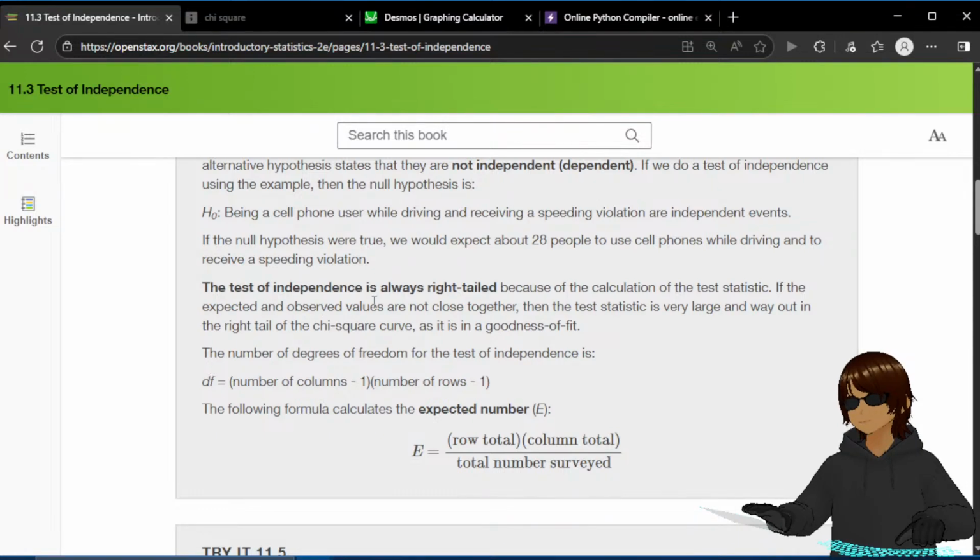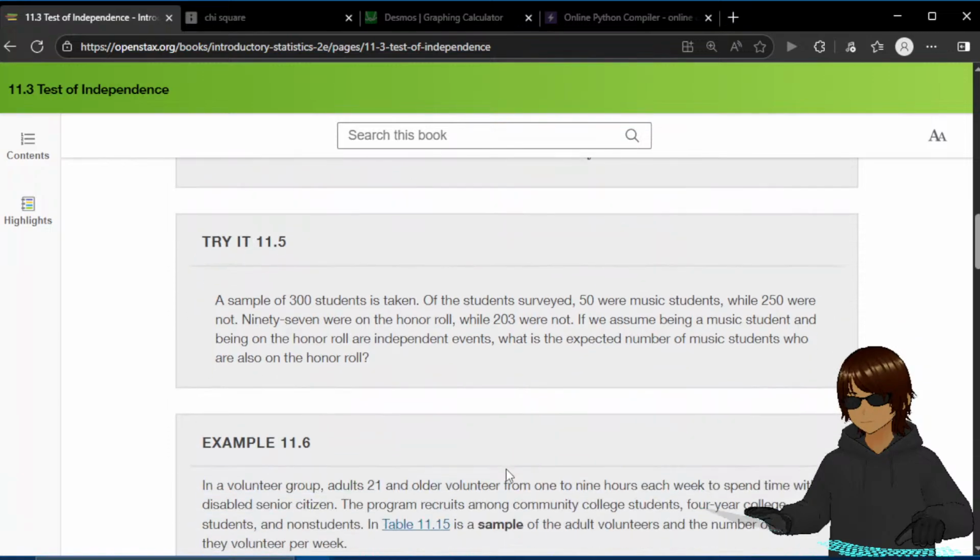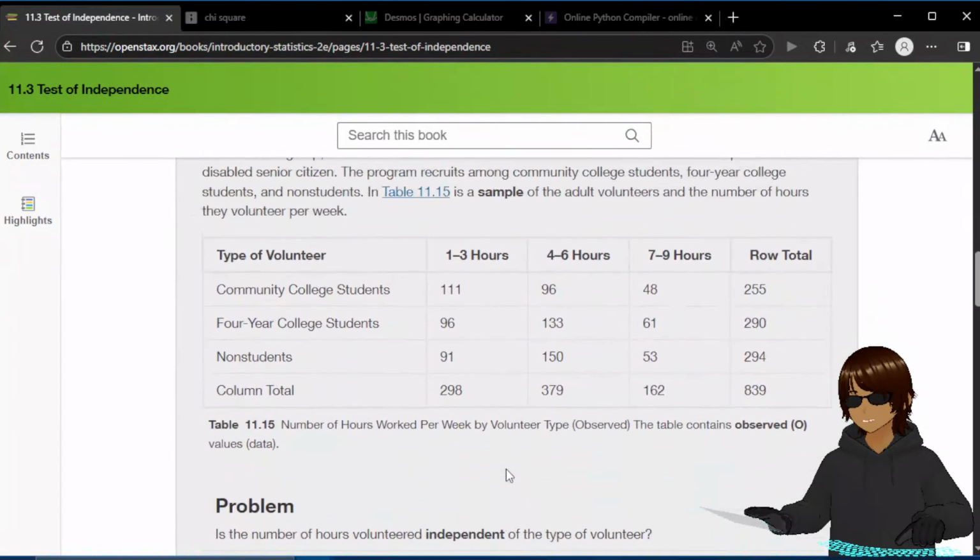If the expected and observed values are not close together, then the test statistic is very large and way out in the right tail of the chi-square curve, as it is in a goodness of fit test. The number of degrees of freedom for the test of independence is number of columns minus 1 times number of rows minus 1. The following formula calculates the expected number: row total times column total divided by total number surveyed. Yeah, I need to see an example.